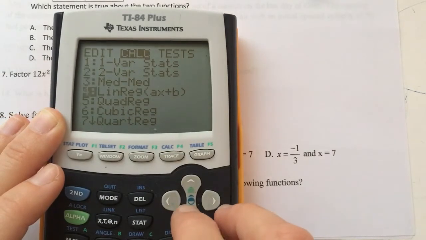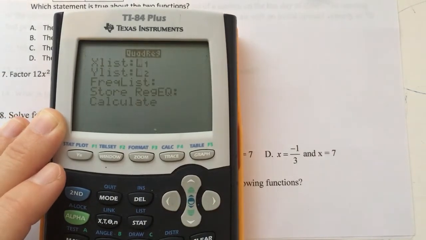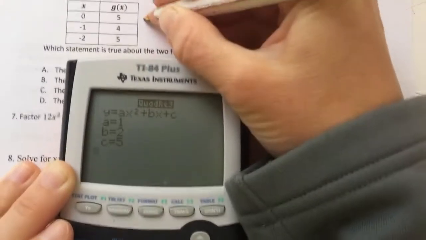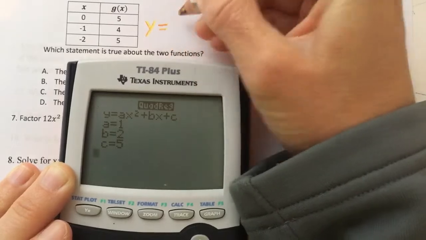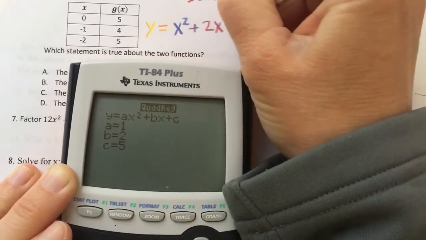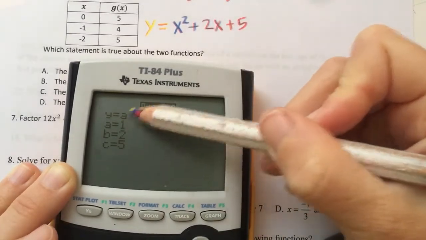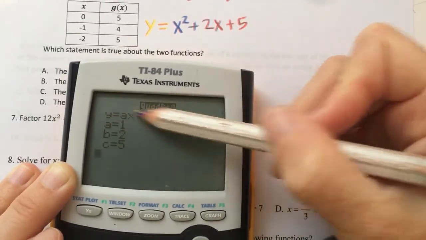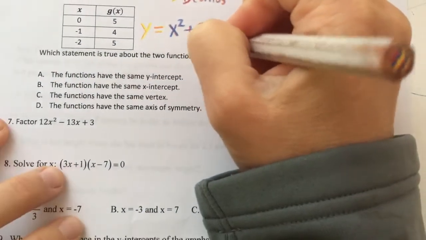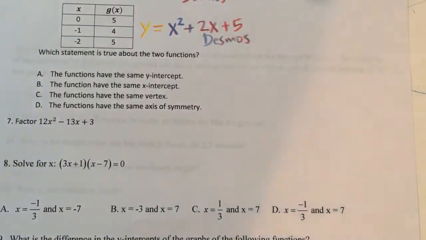So let's go down to number 5. And I'm going to write down the y equals. Y equals x squared plus 2x plus 5. I'm plugging in a, b, and c into the formula. So you get x squared plus 2x plus 5. So I'm going to put this one in Desmos as well. I'm going to put them both in. X squared minus 4x plus 5.